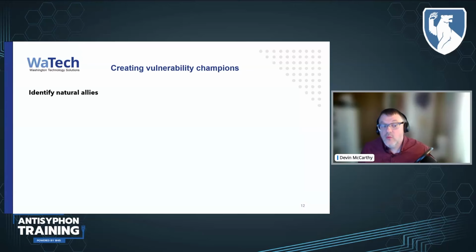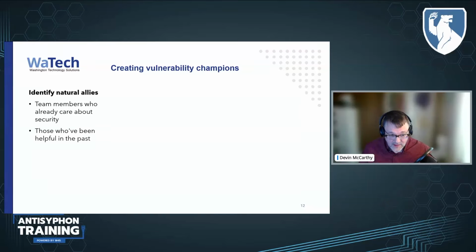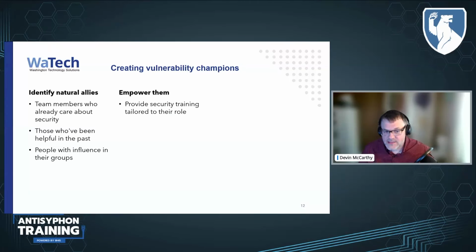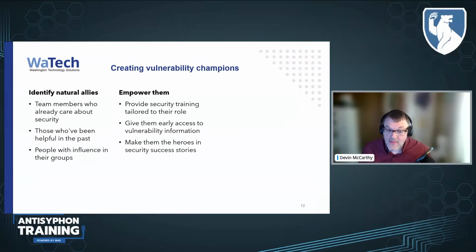So who would be a good candidate for vulnerability champions? Natural allies are team members that already care about security, those who have been helpful in the past. People with influence in their groups are really important. And then you want to empower them and provide security training for their role, give them early access to vulnerability information, have that community that you can bounce ideas off of and figure out compensating controls, and make them the heroes of the security success stories.